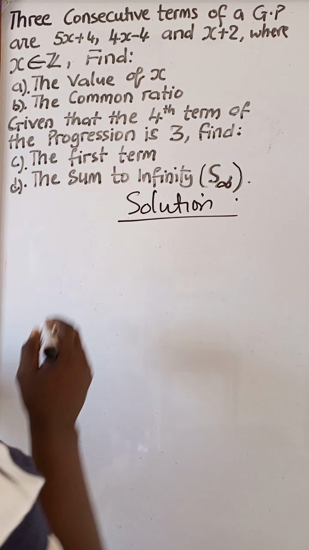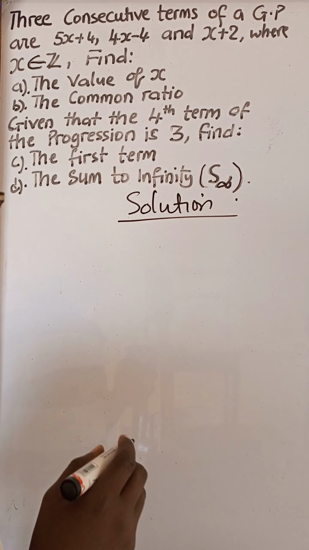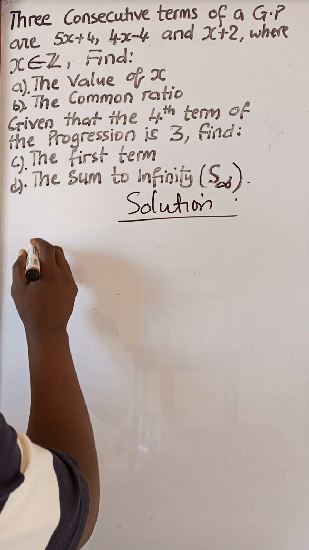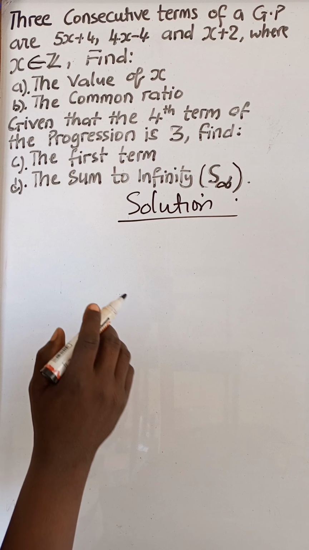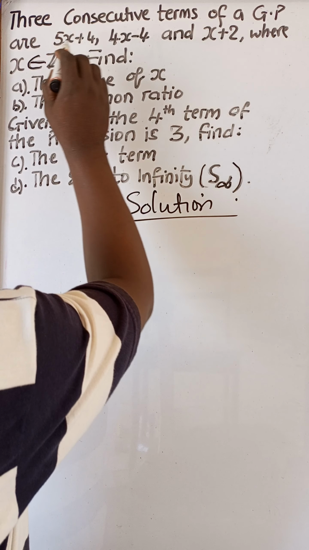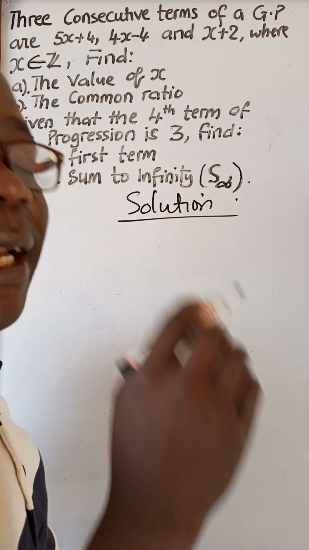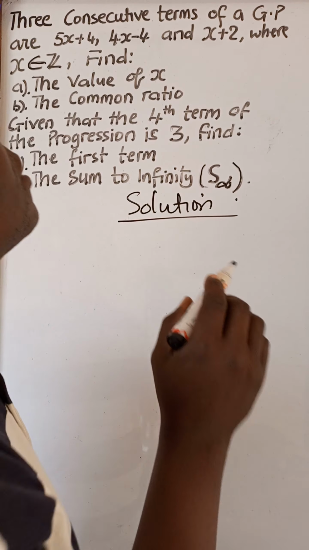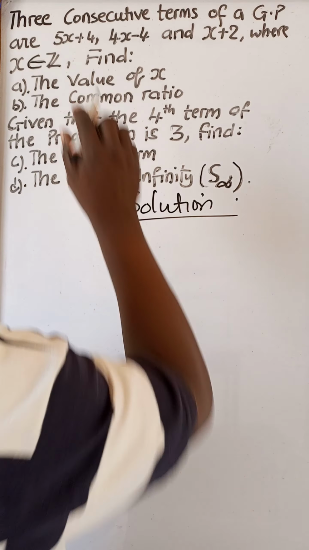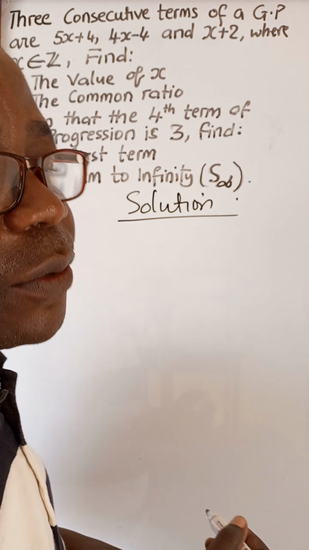We have here a GP. We know the characteristics of a geometric progression. A geometric progression must have what we call a common ratio. Here we are given three consecutive terms. I want to remark here that what the question says is that these are three consecutive terms and not the first three terms. So we don't make the error to call this the first term, second term, third term. No, they are just three consecutive terms in that geometric progression.